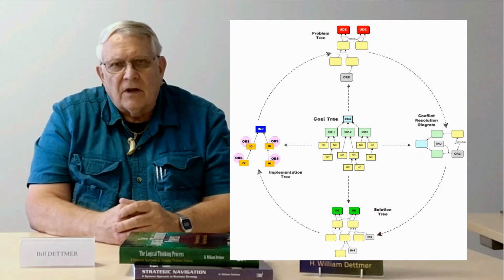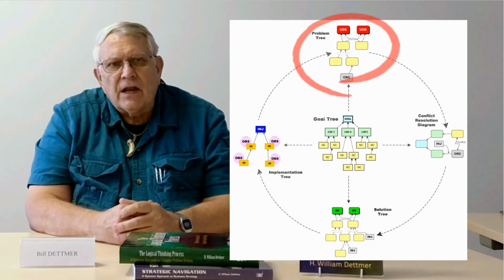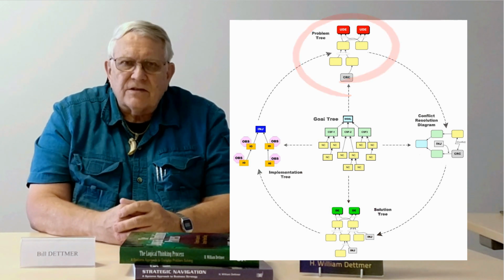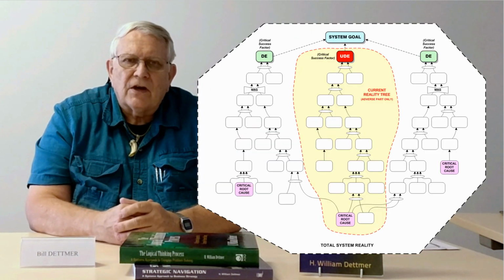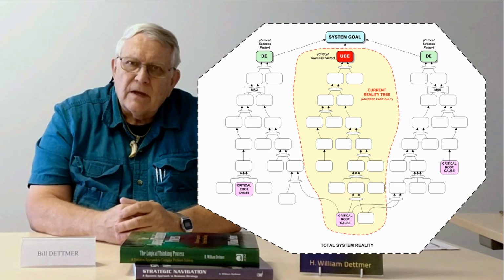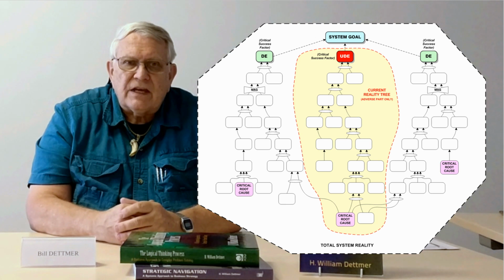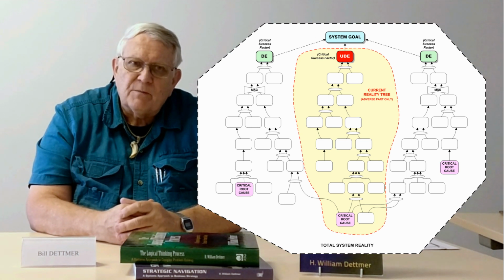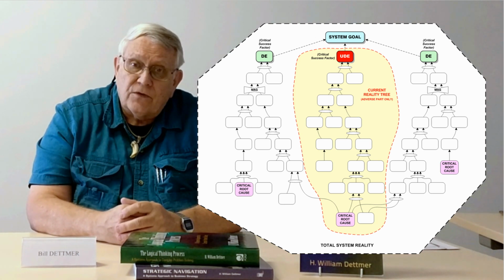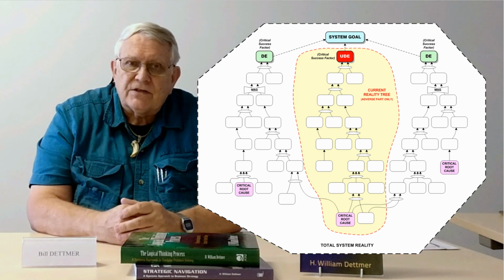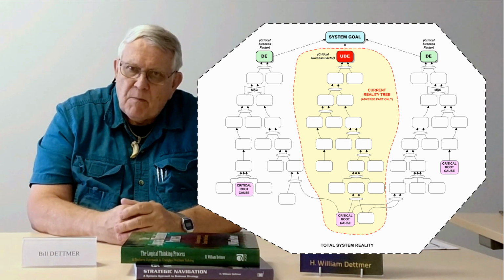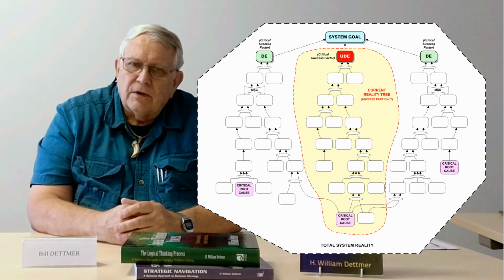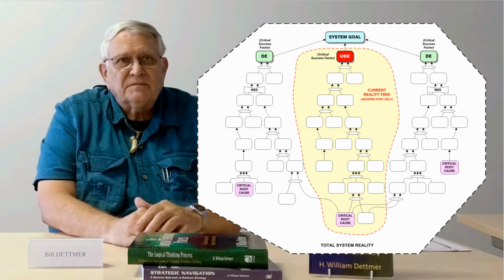The second step in the logical thinking process is the current reality tree. This is essentially a cause and effect diagram that presents a snapshot of what's happening now. Specifically, it shows in what ways the system is failing to meet the expectations set forth in the goal tree, and it traces the cause and effect of those failings back to the critical root causes. In other words, it answers the question, why is our system failing to meet our expectations?